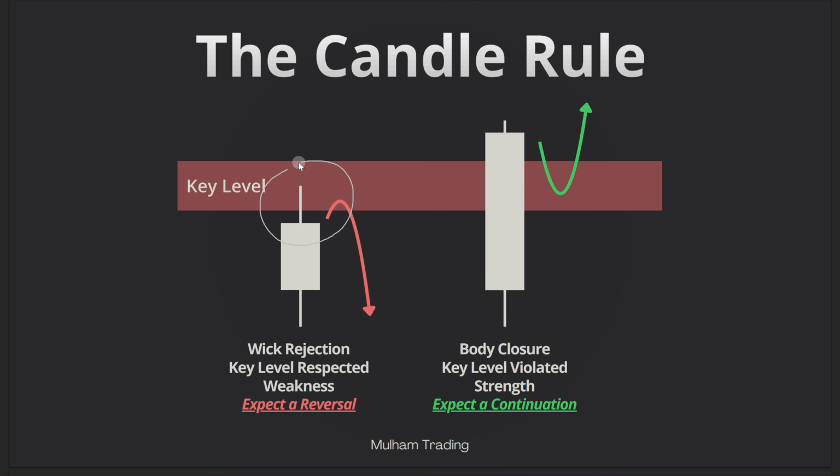On the other hand, on this one, we can see a respect. That is the indication that we could see a reversal to the lower side. So we open here, go higher, create a wick, and then go lower. So for this one, wick rejection means reversal.